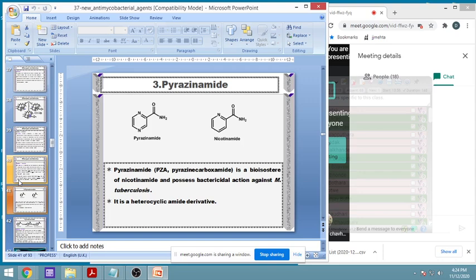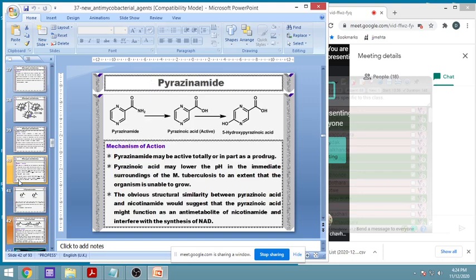Then the third agent in that is pyrazinamide. It is a derivative of nicotinamide, a bioisostere of nicotinamide, and possesses bactericidal action against Mycobacterium tuberculosis. It is a heterocyclic amide derivative. It is converted into pyrazinoic acid, which is the active form, and this is further converted into 5-hydroxypyrazinoic acid. It may be active totally or in part as a prodrug.